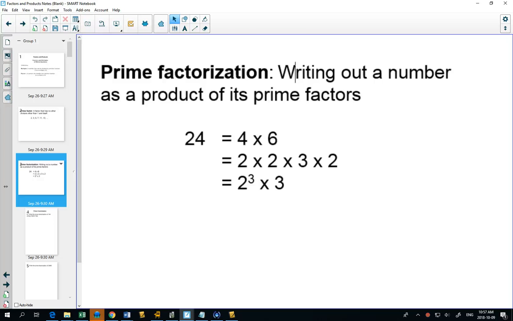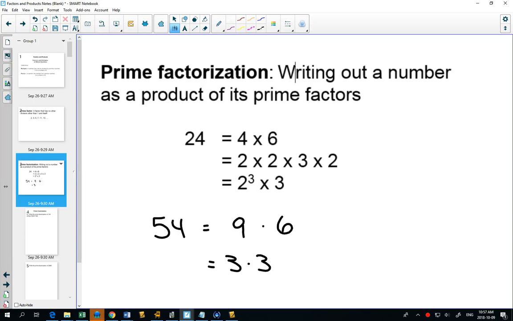If we want to try another one. 54. On your times table, what is 54? 27 times 2. 27 times 2 or 9 times 6. It doesn't matter which one you start with. Okay? After you do 9 times 6, could you break up 9? Yes, it's 3 times 3. Could you break up 6? Yes, it's 3 times 2. Are all of those numbers prime numbers? Yes.